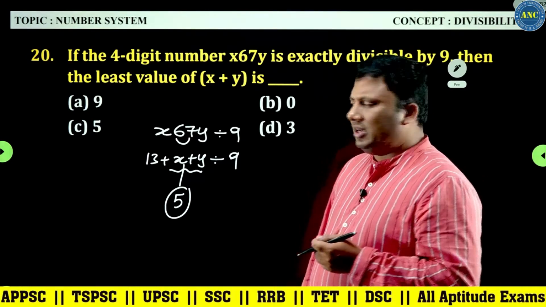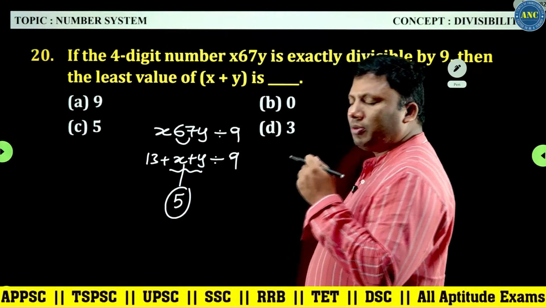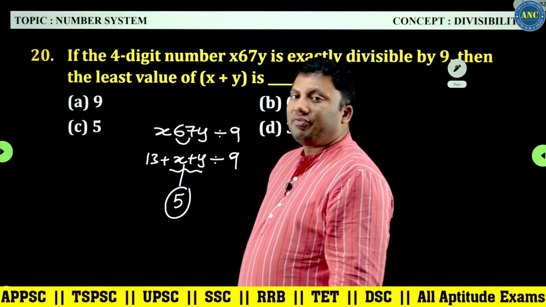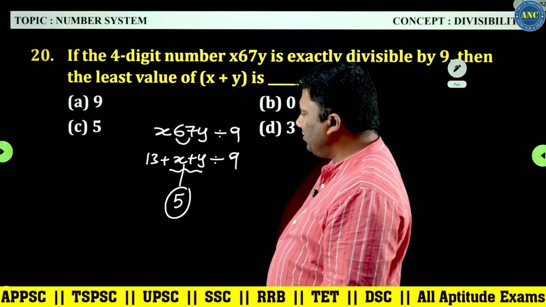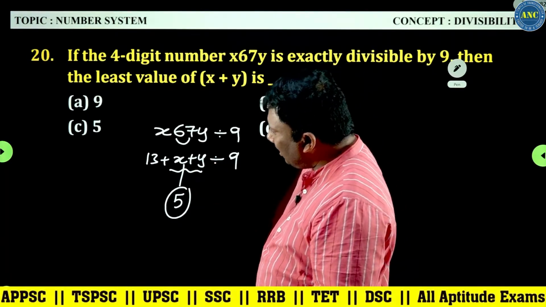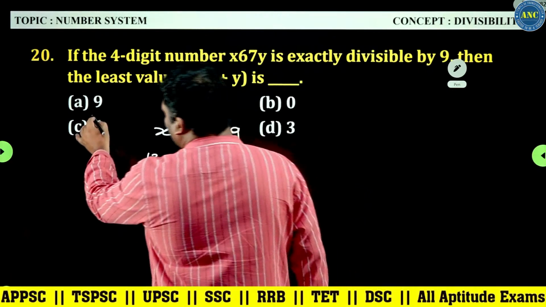Divisibility rule of 9 is the sum of the digits should be divisible by 9. 6 plus 7 is 13. 13 plus x plus y should be divisible by 9. X plus y is 5. Answer for this question is 5.